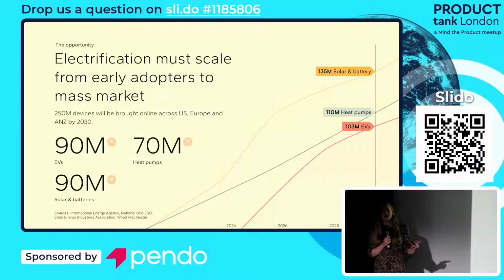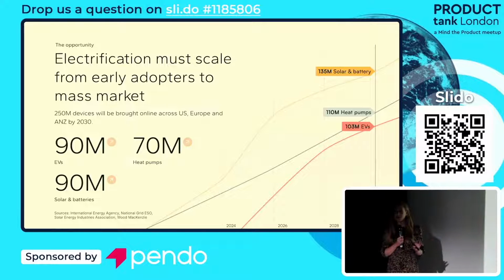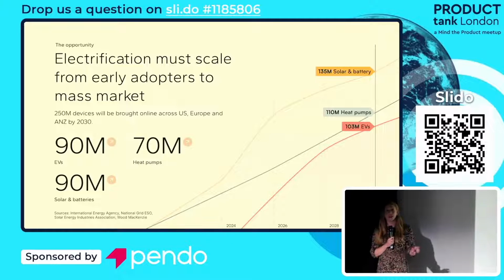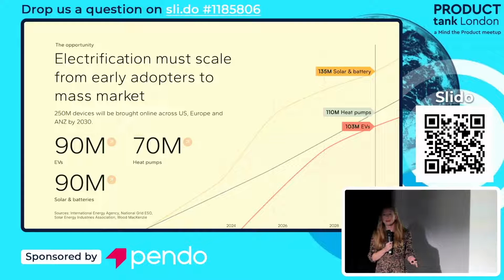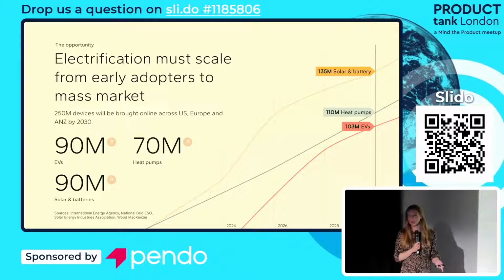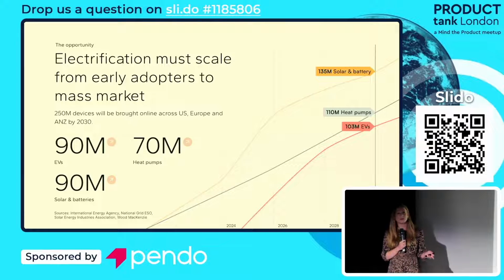So this room is probably full of a fair amount of disposable income and a fair amount of people who really care about the climate crisis. So that's not enough. We need most people electrifying their homes. And the reason people don't do that is because it's really hard. It's hard to find out which devices you should buy, which ones are right for you, and to find someone to go and install those devices.